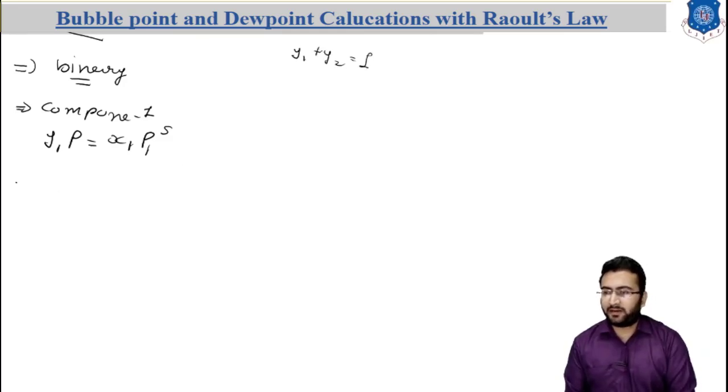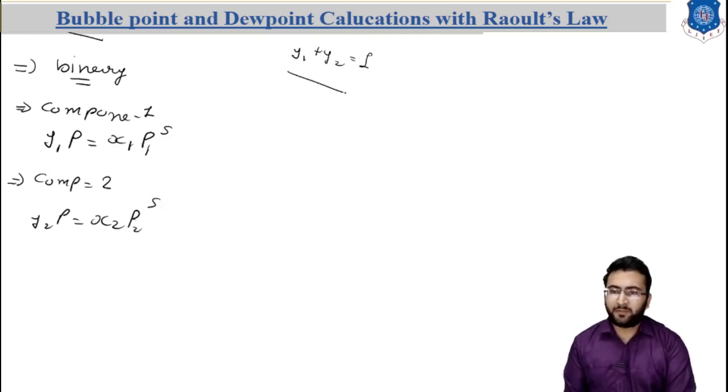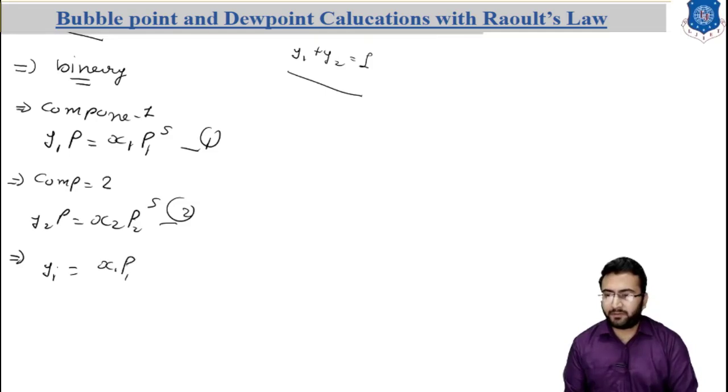So if we apply the Raoult's law for component 2, then it becomes y2 P is equal to x2 P2 saturated. Now we know that y1 plus y2 is equal to 1. So if we rearrange equation number 1 and equation number 2, we will get y1 is equal to x1 P1 saturated upon P, and y2 is equal to x2 P2 saturated upon P.